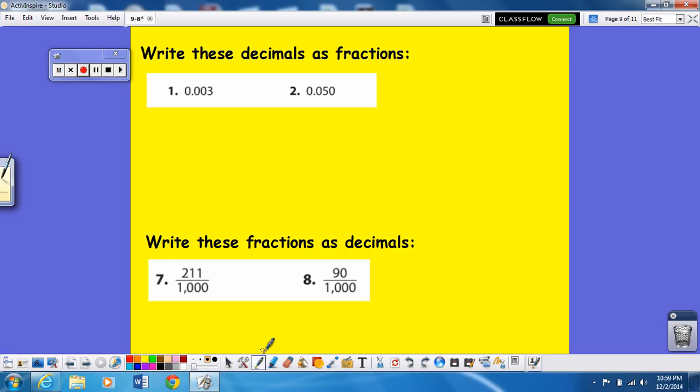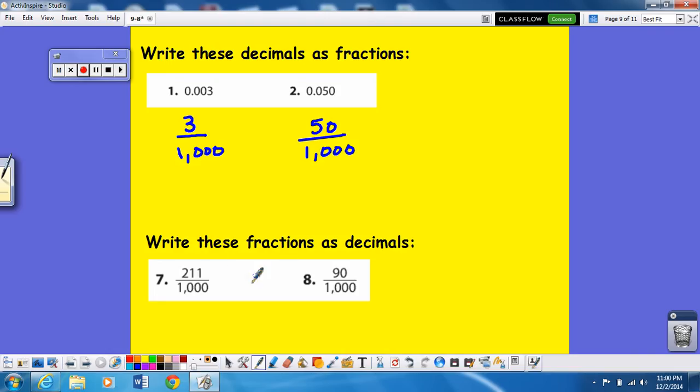When I say it out loud, this is 3 thousandths. This is how it's going to look. 3 thousandths. This is 50 thousandths. 50 thousandths. So I hope you're seeing that the more you listen to what you're saying, it tells you exactly what you need to write as long as it's a power of 10.